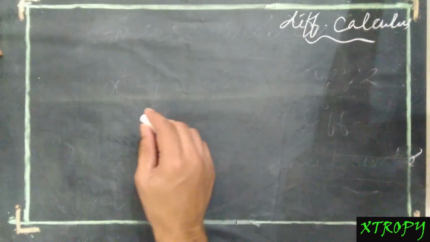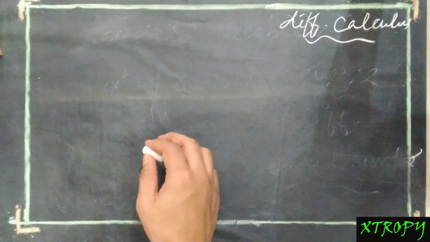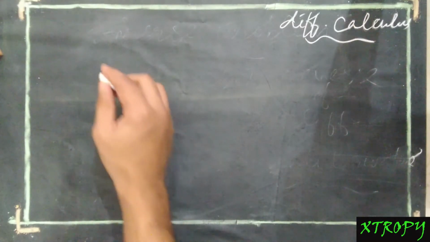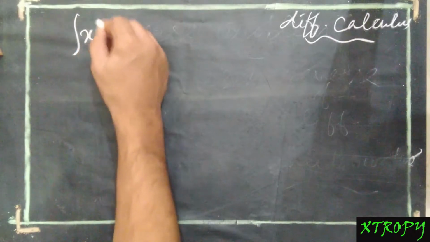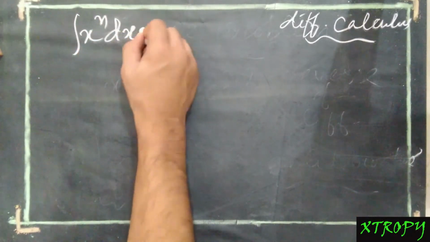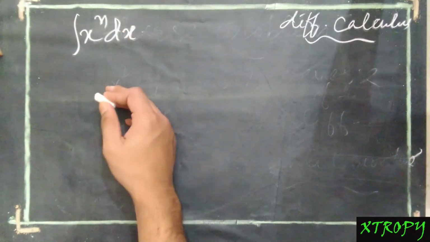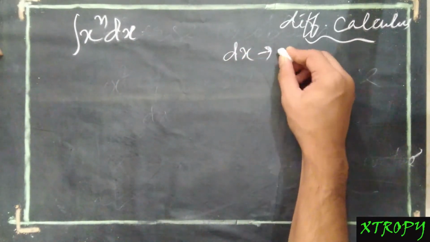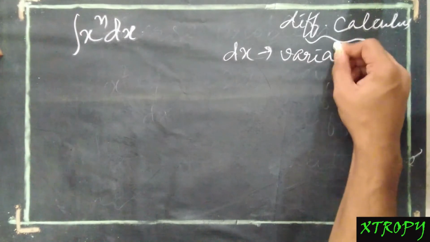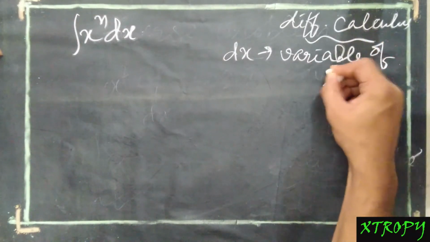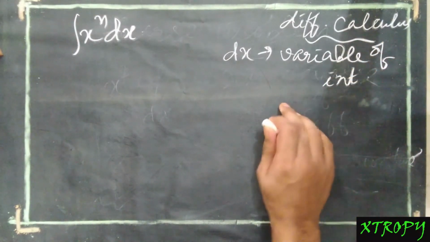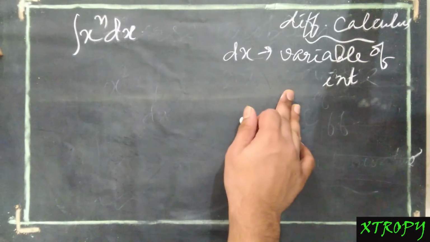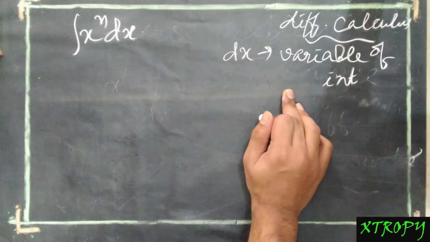in integral calculus. So let us begin with the first and one of the most important formulas in the entire integral calculus, that is the integration of x power n with respect to x. So you might be thinking, what is this dx? Dx is actually the variable of integration. The variable of integration is very important because if it is not fixed, then you can't integrate the following function.